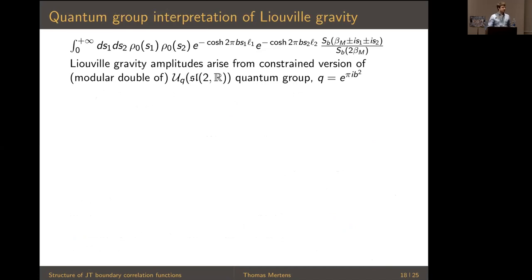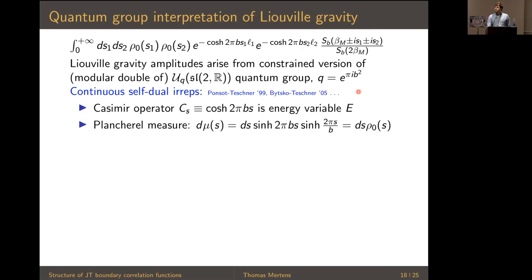And of course, because the structure is so similar, it's no surprise that there is also a group theoretical interpretation of all of these ingredients in this amplitude. And the statement here is that the Liouville gravity amplitudes arise from a constrained version, by constrained I mean, again, the gravitational boundary conditions, of the modular double of the q-deformed SL2R quantum group, where the deformation parameter q is e to the pi i b squared, where b is this Liouville parameter. So this is a lot of words. Let me just briefly explain how this works.